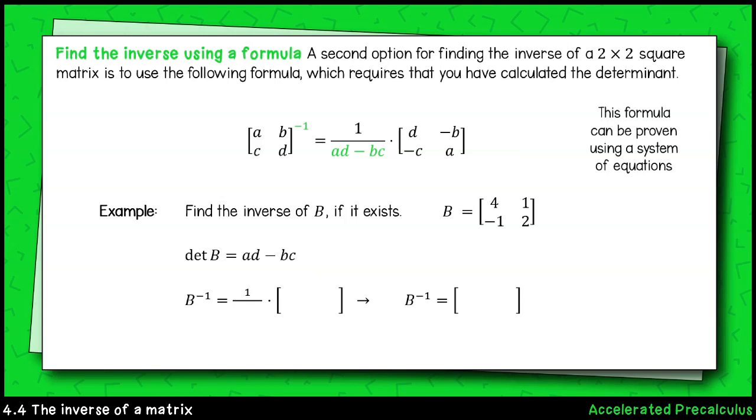To use this approach, we'll start by finding the determinant of B. Remember, that's AD minus BC. For this matrix, that will be 4 times 2 minus 1 times -1. So that will be 8 plus 1, or 9.